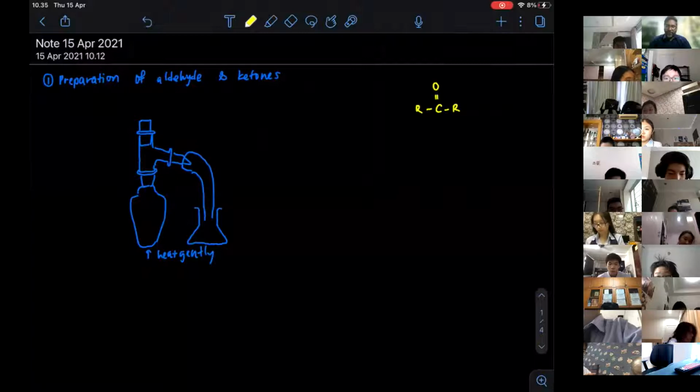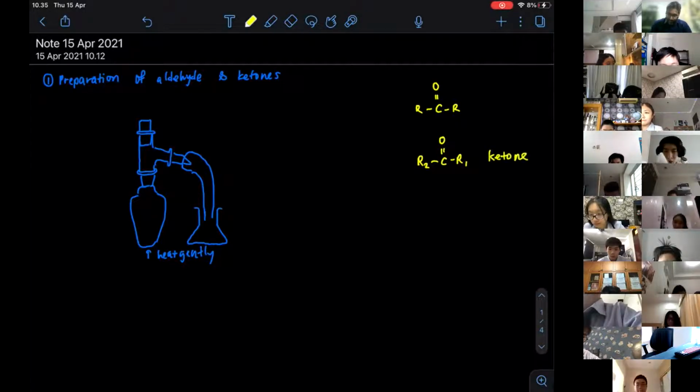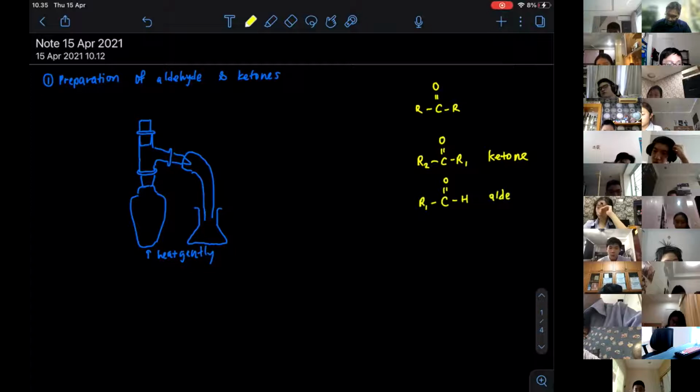So if you have carbon double bond O, with R1 and R2, where the R is going to be, imagine, the alkyl groups, therefore it's going to be a ketone. And if we have carbon double bond O, with one side hydrogen and the other side R1, this is going to be known as an aldehyde. This is very important.